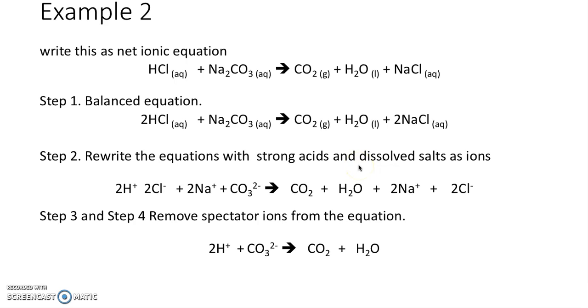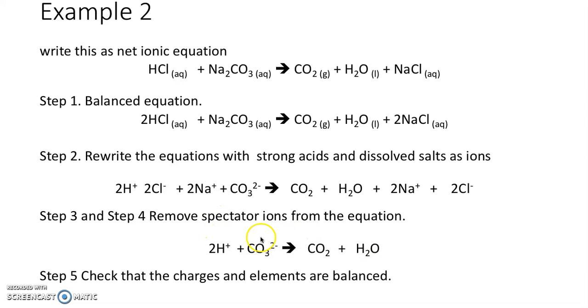The next step is to remove the spectator ions. So you can see that on either side of the equation we have sodium, get rid of those, and we have chloride, get rid of those. We then rewrite the equation without the spectator ions. That's provided here, and you can check that for yourself that it has the same total charge and the same number of atoms on either side of the equation.